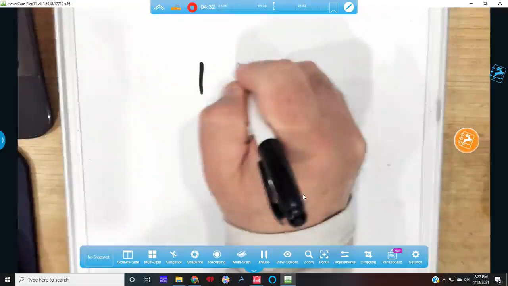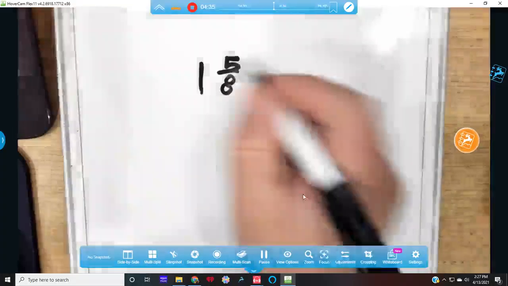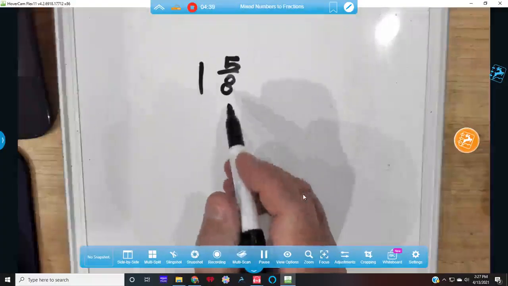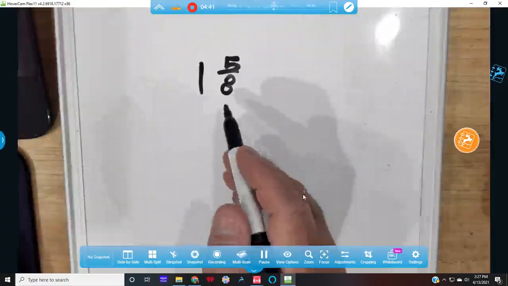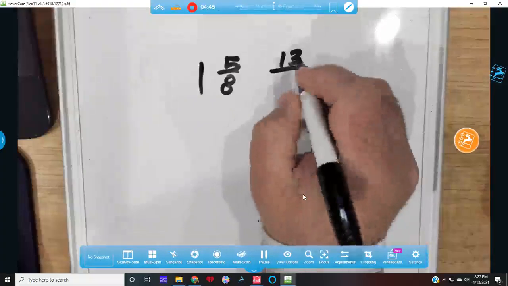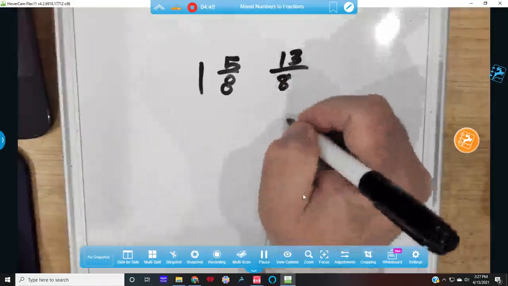So that's where if we have that 1 and 5/8, 1 and 5/8. So this means I have a whole, and then I have 5/8. So 8 times 1 is 8. 13/8. Okay.